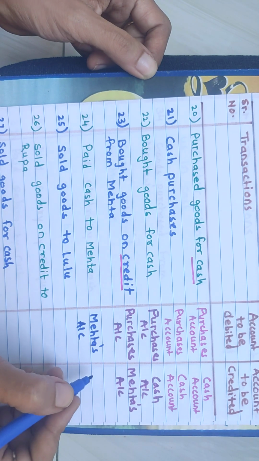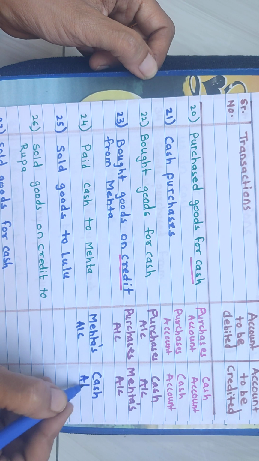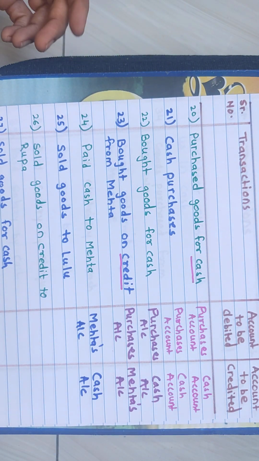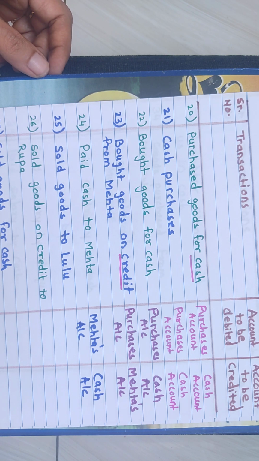And what goes out of the business? Cash goes out of the business. So cash account is credited. Suppose it is given that check is paid to Mehta. So instead of cash you have to write down word bank.